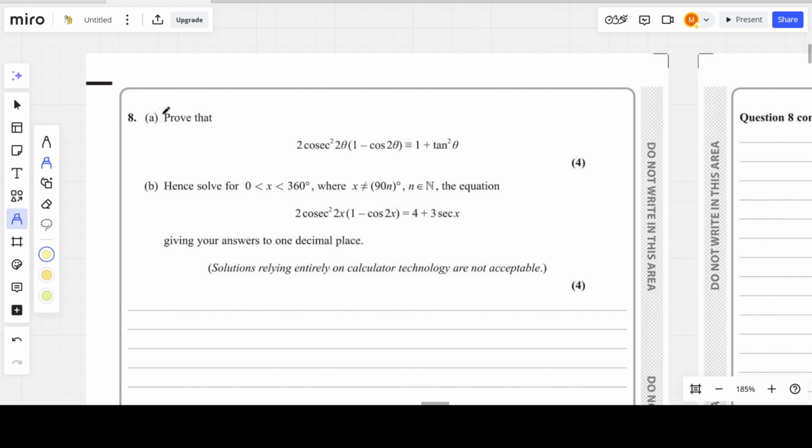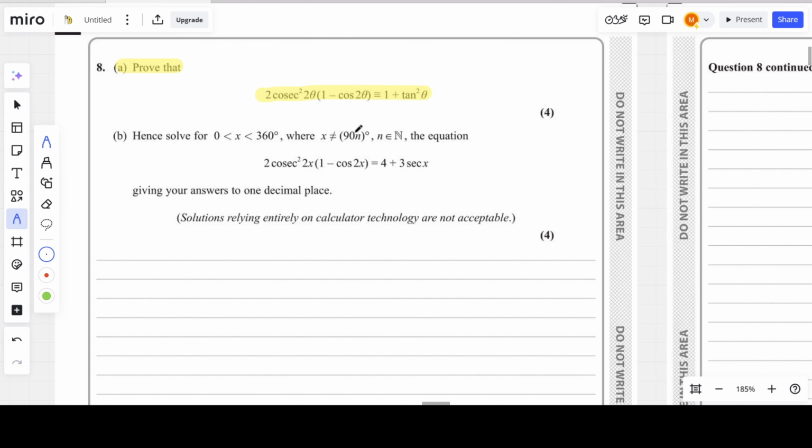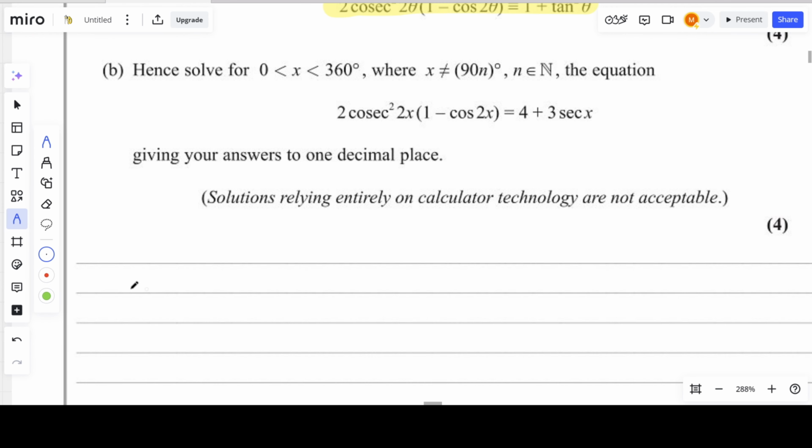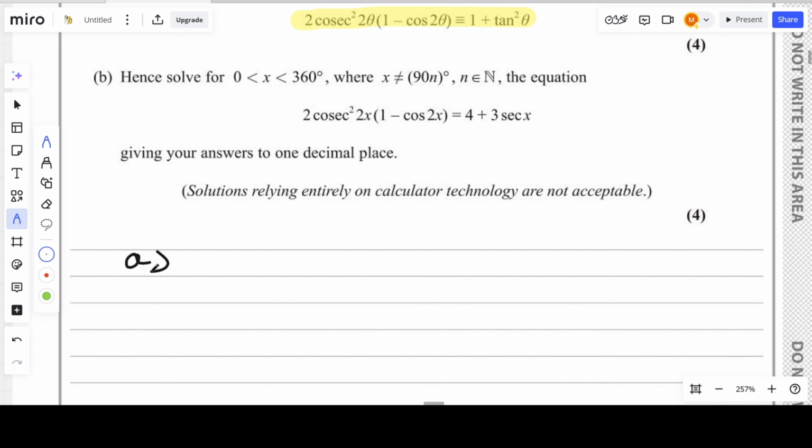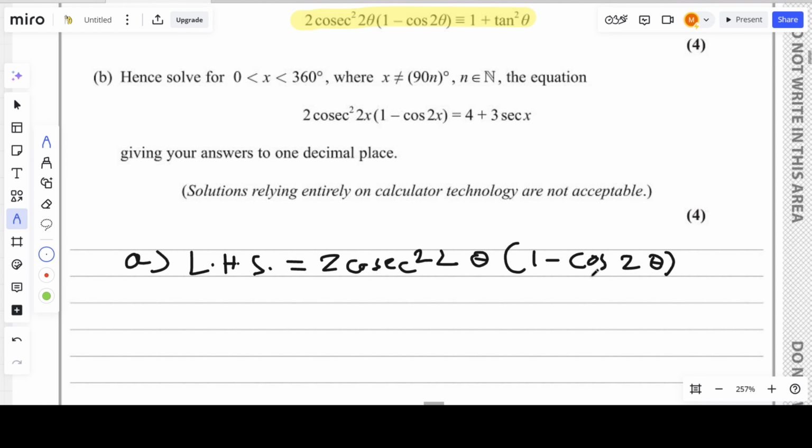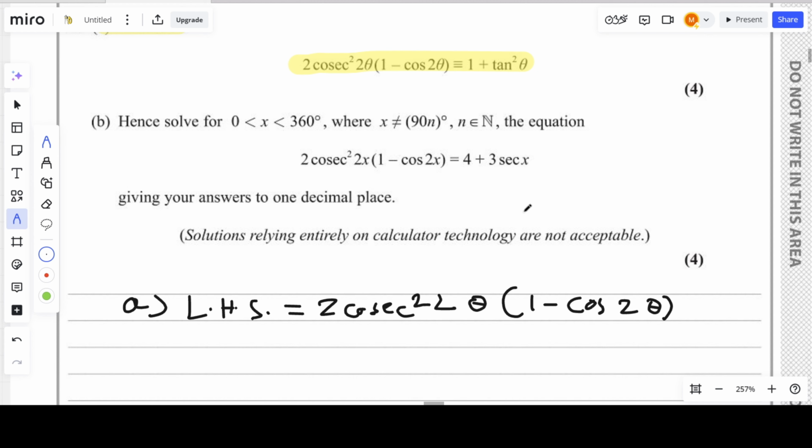First, question A. Prove that 2 cosec squared 2 theta times (1 minus cos 2 theta) equals 1 plus tan squared theta. So we need to show that the left hand side is equal to the right hand side. For part A, at first consider the left hand side. What's the left hand side? 2 cosec squared 2 theta times (1 minus cos 2 theta). Definitely we need to simplify this left hand side to get the right hand side.